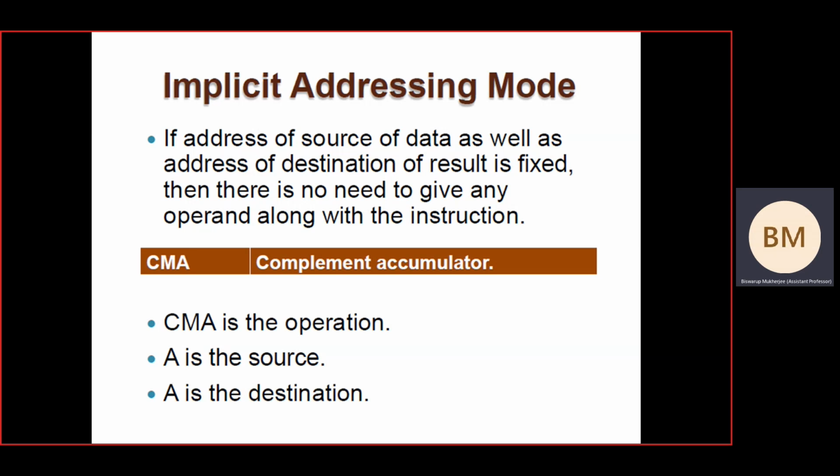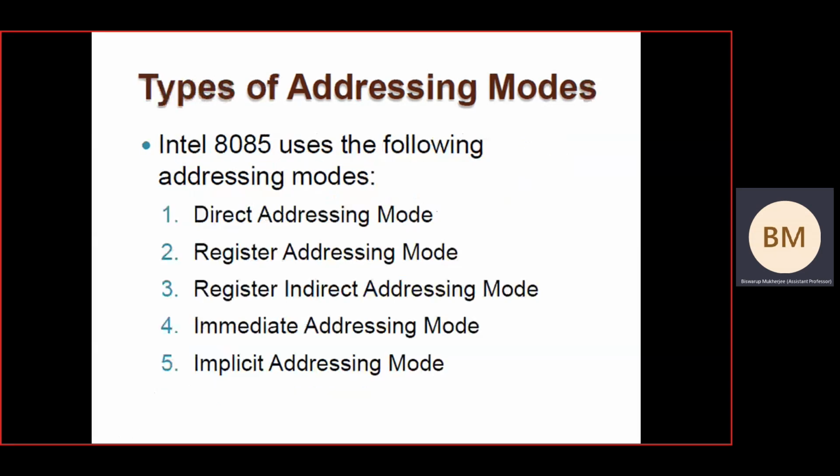So make sure these are the 5 addressing modes. Direct addressing mode is the mode by which we provide something like LDA, load the accumulator with some address, a 16-bit address. That may be 4000H, that is the address location. Some data has been stored there. Fetch that data and store it in the accumulator. So that is direct addressing mode.